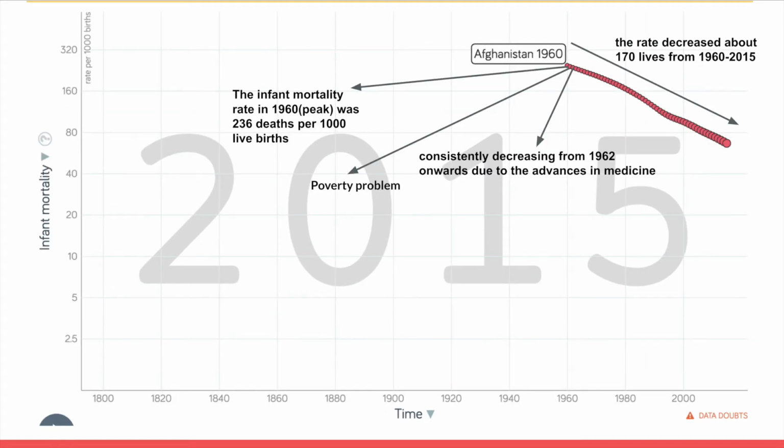The infant mortality rate of Afghanistan is consistently decreasing from 1962 onwards due to the advances in medicine. The infant mortality rate in 1960 was 236 deaths per 1,000 live births, reflecting poor postnatal care. Infant mortality rate in 2015 was 66.3 deaths per 1,000 live births. The rate decreased by about 170 lives due to the advances in medicine and improvement of healthcare standards.